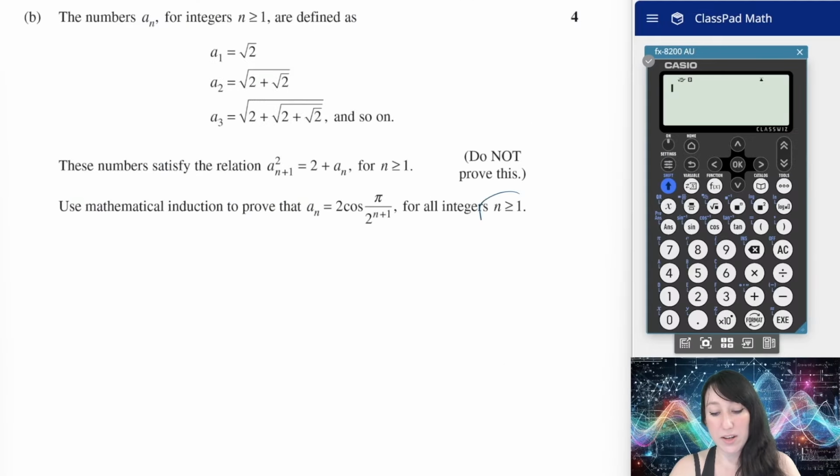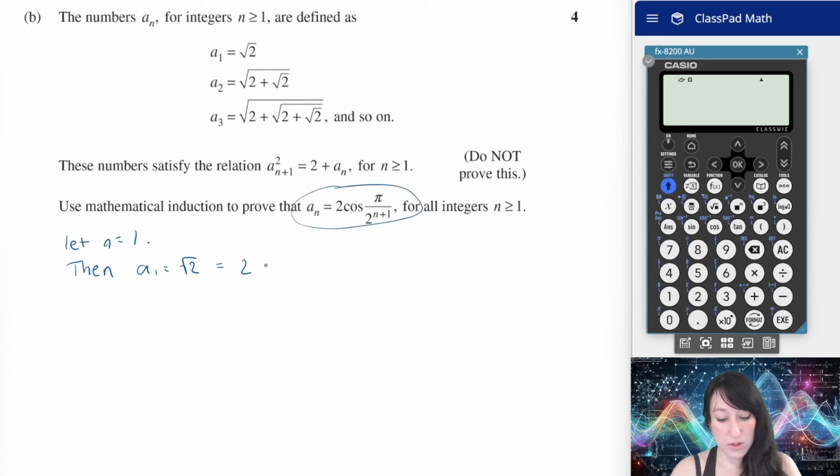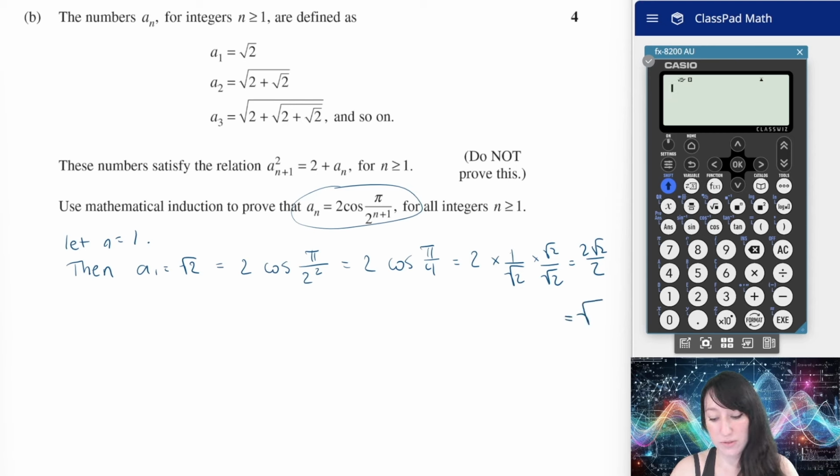So, our proof needs to start at n equals 1. So by the first definition, a_1 is the square root of 2. By the second definition, that will equal 2 times cosine of pi over 2 to the 1 plus 1, which is 2. Now cosine of pi over 4 is 1 over root 2. If we rationalize, we get 2 root 2 over 2, which is equal to the square root of 2. So it's true for n equals 1.